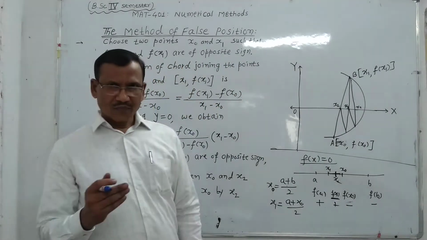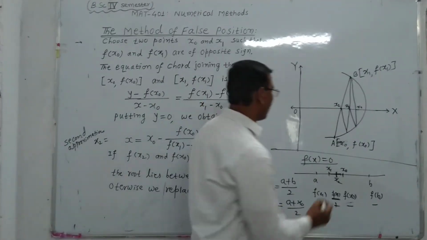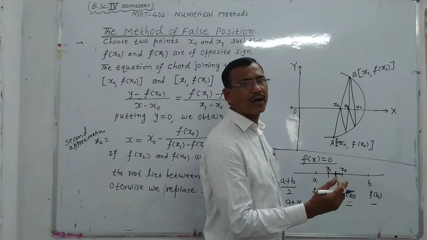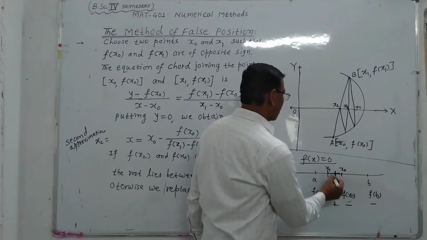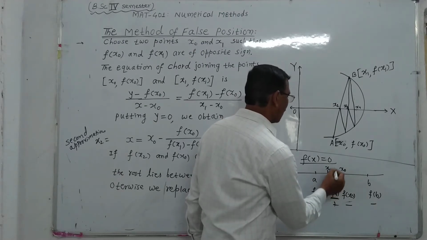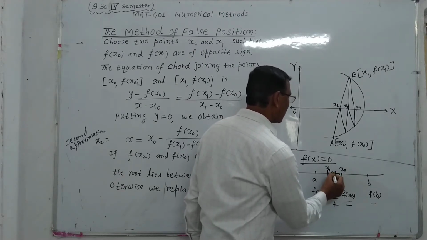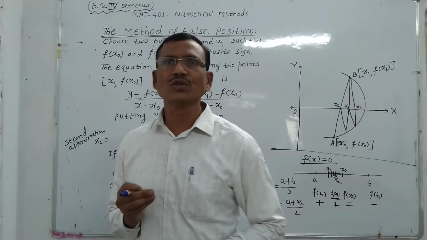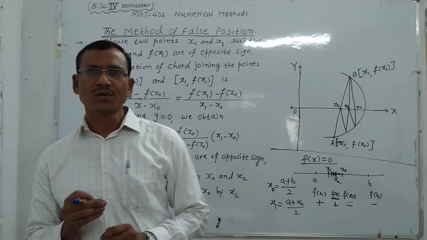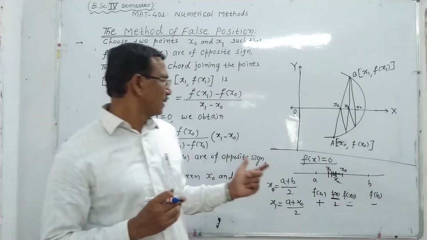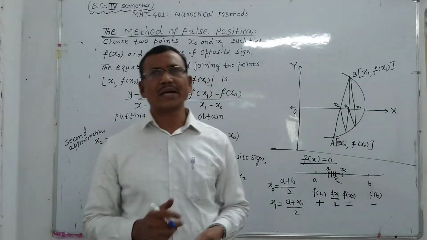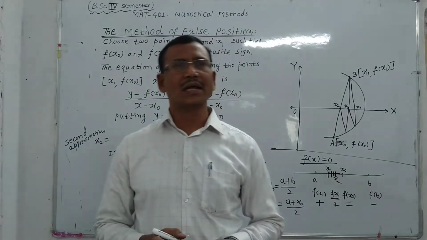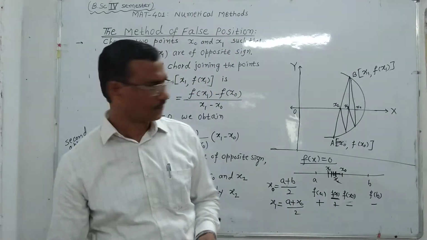Continuing in this way, we shall come closer to our approximate solution, the root of the equation f of x equals 0. This method is called the bisection method. We have seen it in the last lecture, and also we have solved some problems.